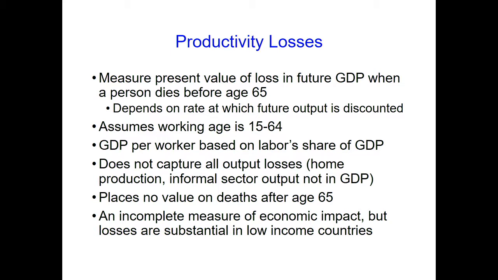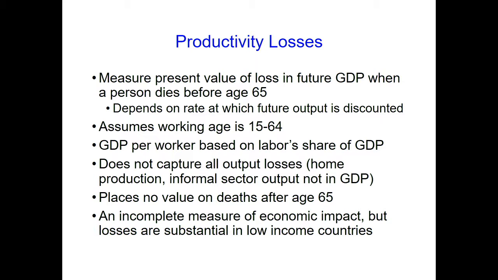We estimate the GDP per worker based on labor share of GDP. GDP doesn't capture all of output, especially in low-income countries where the informal sector is large. It also doesn't capture home production and so forth. And of course, for people who die after the age of 65, this places no value on them. And for people who die as children, it's only in the future that their lost output is being valued, and that's being discounted.